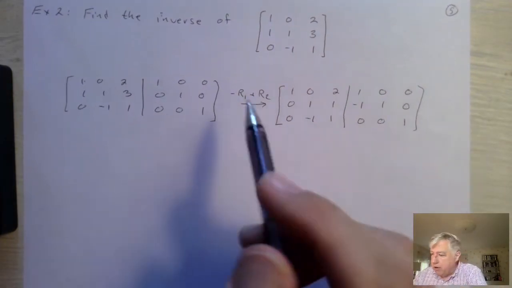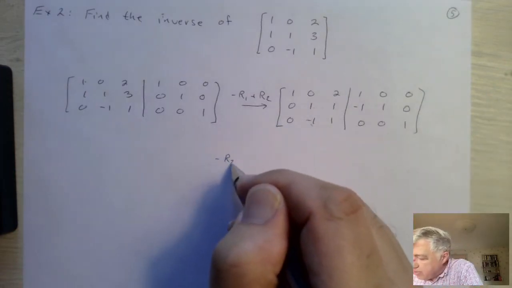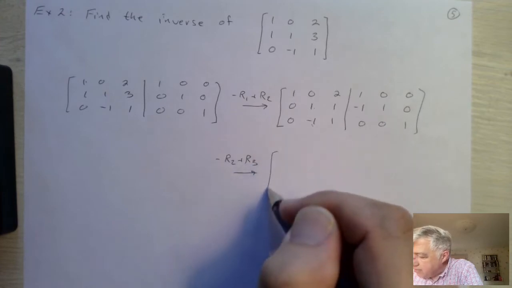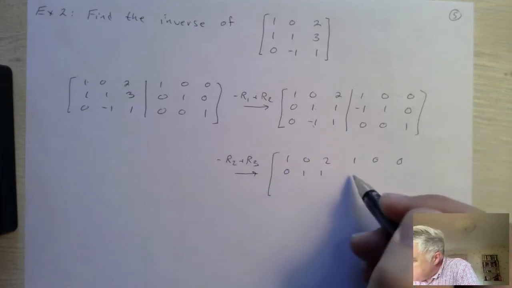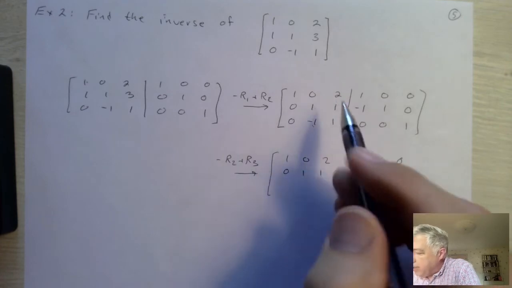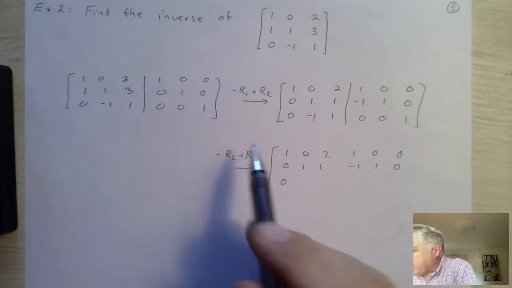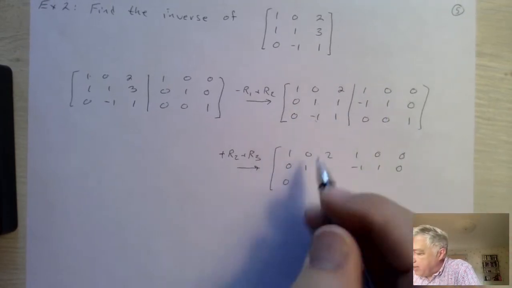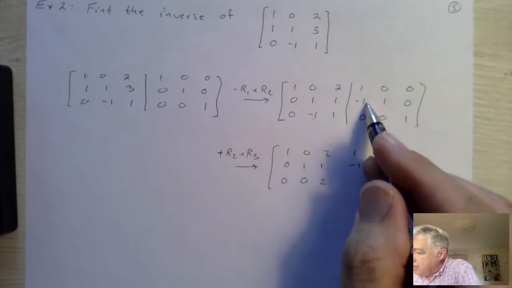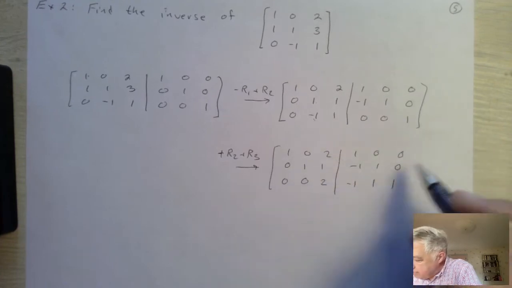All right, next, okay, so we're done with this column. Fortunately, in the second column, we already have a 1 where we want it, so we just want to get rid of this negative 1. So we'll do minus R2 plus R3. We just want to add R2 to R3. So 0 plus 0 is 0. 1 plus negative 1 is 0. 1 plus 1 is 2. Negative 1 plus 0 is negative 1. 1 plus 0 is 1. 0 plus 1 is 1.